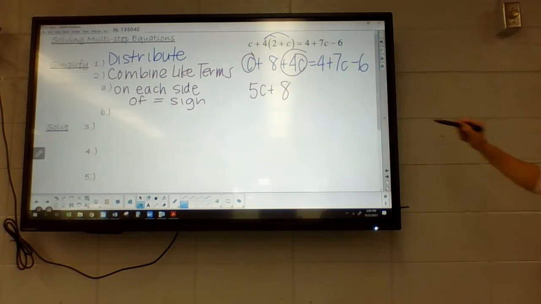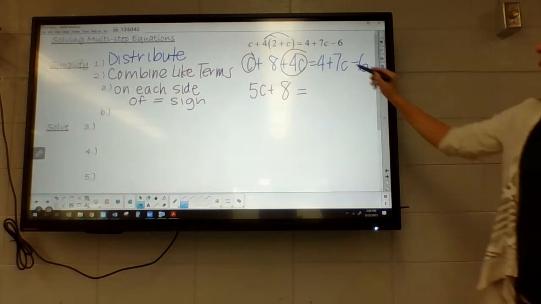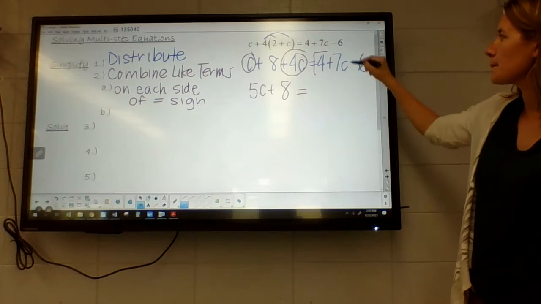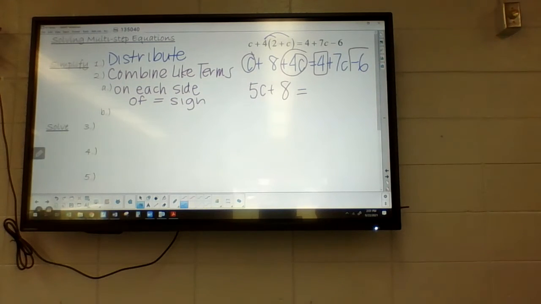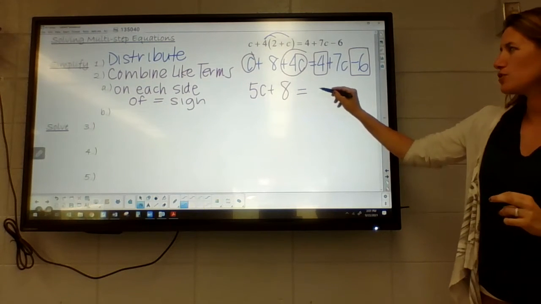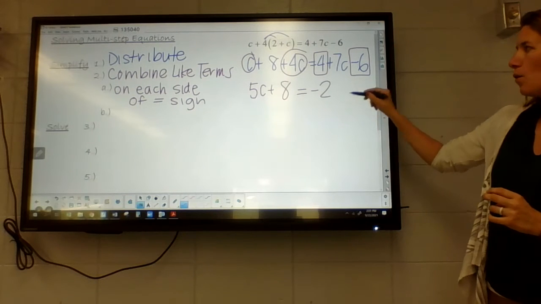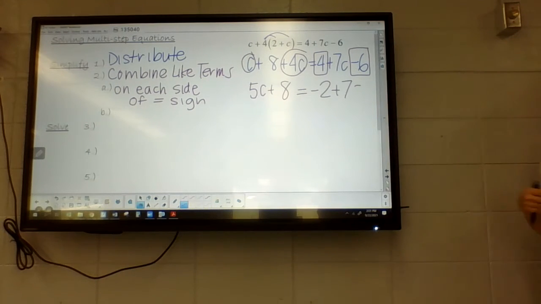Then on the other side of the equals, I can put that 4 and -6 together, right? And since I'm combining my terms on the same side, I just smush them together the way they are. So 4 minus 6 is going to be a -2. Or you could write 7C minus 2. It doesn't matter the order you put that in.